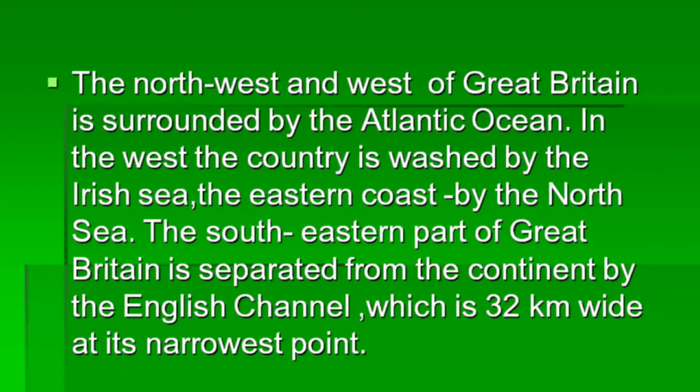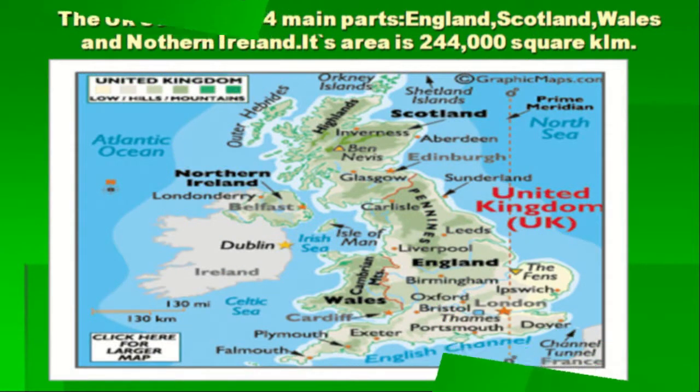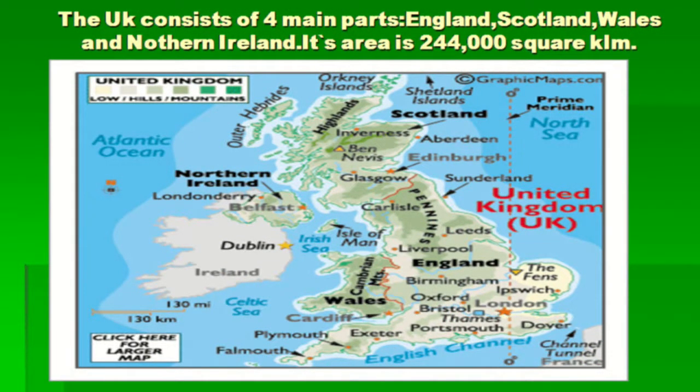In the west, the country is washed by the Irish Sea, the eastern coast by the North Sea. The southeastern part of Great Britain is separated from the continent by the English Channel, which is 32 kilometers wide at its narrowest point. So, as you see, the UK consists of 4 main parts: England, Scotland, Wales and Northern Ireland. Its area is 244,000 square kilometers, and on the map you can see the 4 parts of the United Kingdom and Northern Ireland. The next question is mountains of Great Britain.